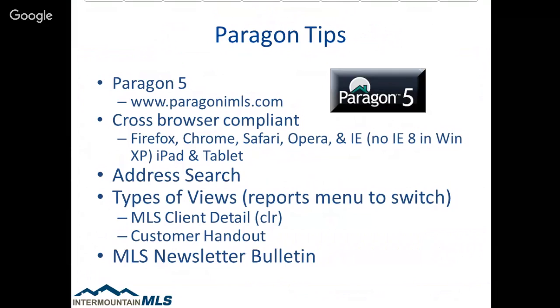When you're working with properties, you want to make sure if you're emailing or printing, you're sending out the right view, the client or consumer view. And most of them are going to say customer, client, or brochure. And in Paragon, by default, when you email, it's only going to let you email the client detail until you change it. So you're not going to accidentally send out something you don't want to.